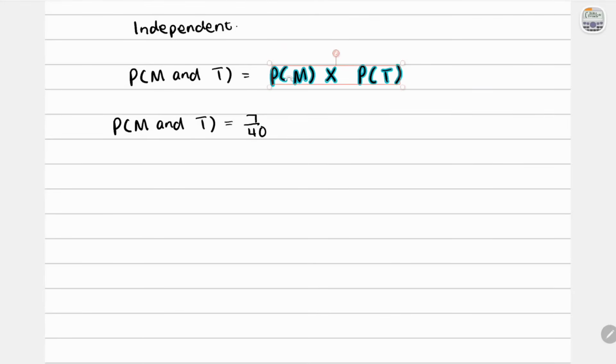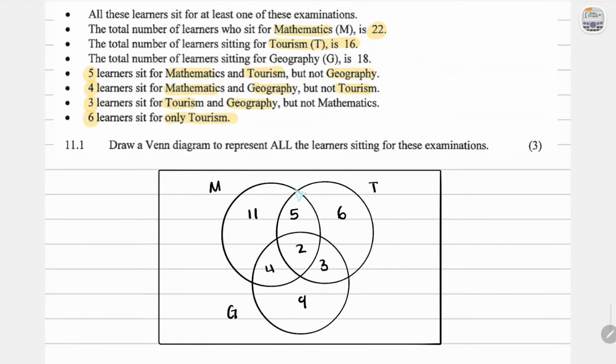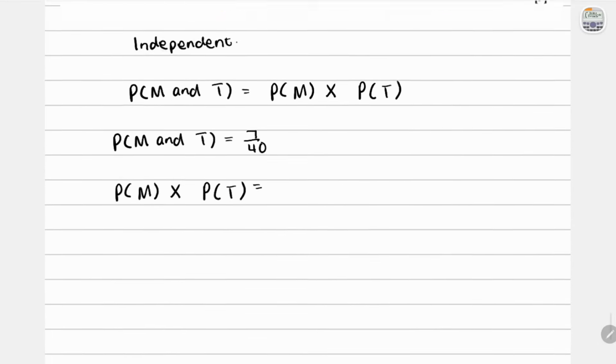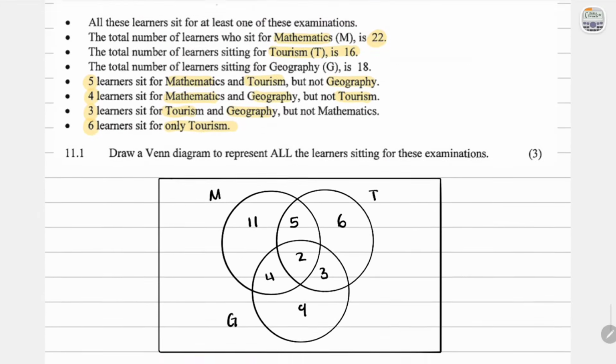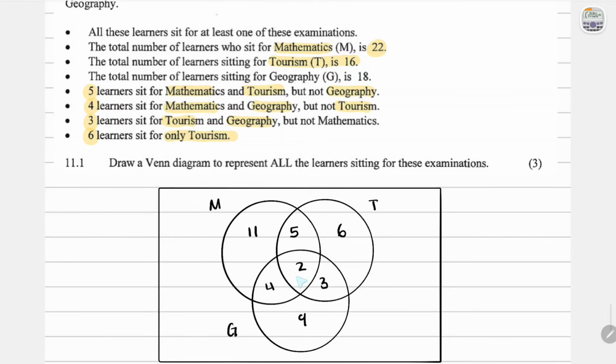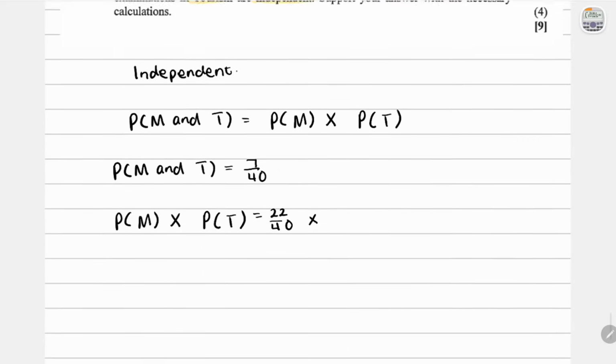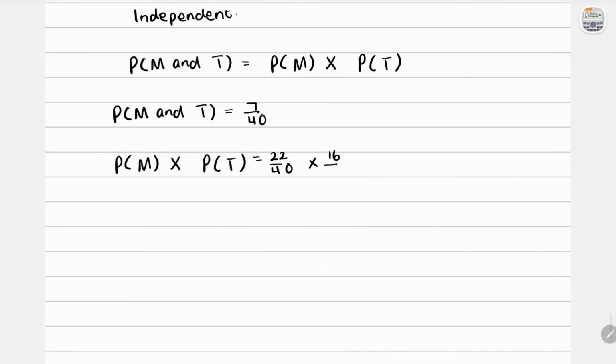And now let's find out what the probability of maths multiplied by probability of tourism would be. So this is going to be, let's check, probability of maths. We already knew that because they said here 22 learners sit for maths. So that would be 22. This is the entire circle of maths, okay? That is 22 over 40, multiplied by probability of tourism. And we know that tourism was 16 in total. So that's going to be multiplied by 16 over 40.